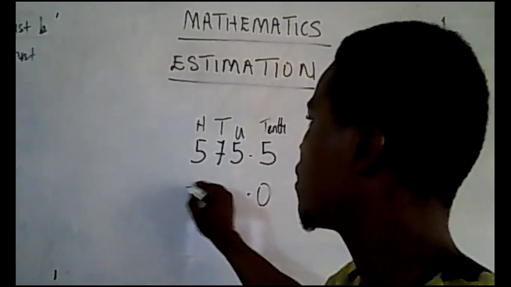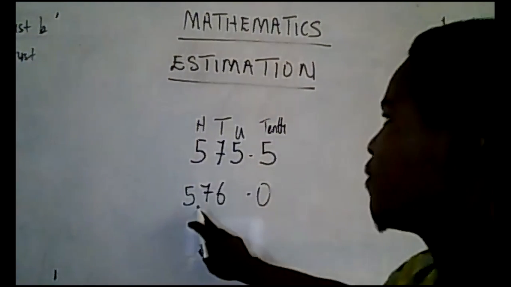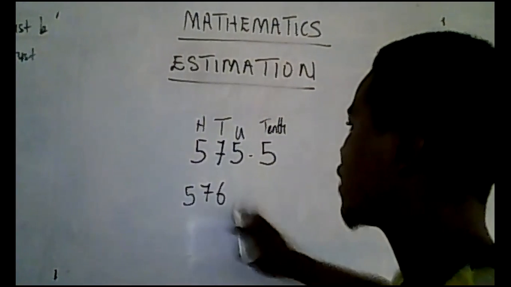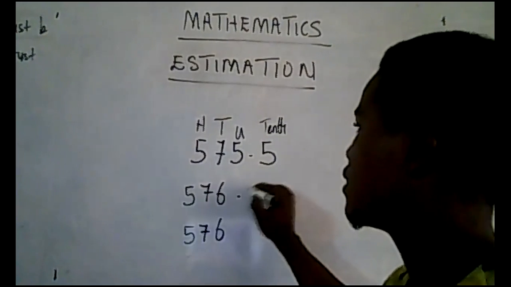Then this becomes 576. Is that not so? 576.0. So this 0 is insignificant, the same thing as having 576. Is that taken?